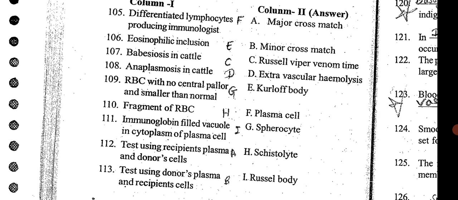Lymphocytes are differentiated into plasma cells, or simply the precursor of the plasma cell is the lymphocyte.